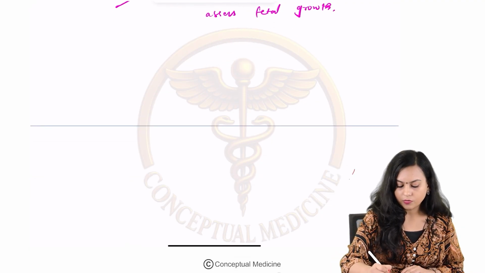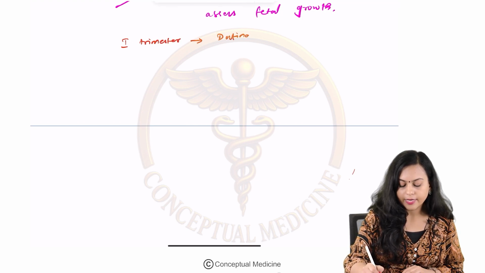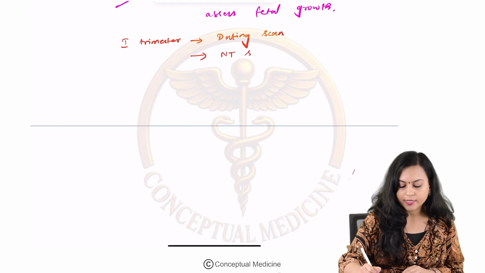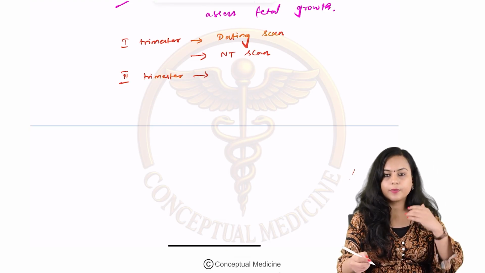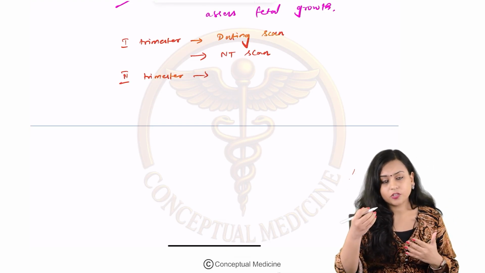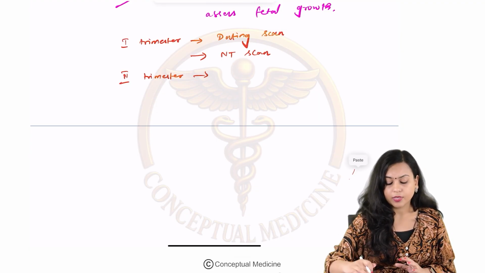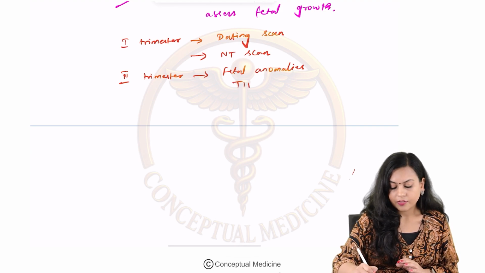Okay. So, to make it even more clear, in the first trimester, we will be doing a dating scan, that is to estimate the gestational age correctly, followed by NT scan. And in the second trimester, the scan will be done so we can estimate the gestational age, but the importance is mostly given to the estimation of fetal anomalies. So, that scan is also called as TIFA scan.